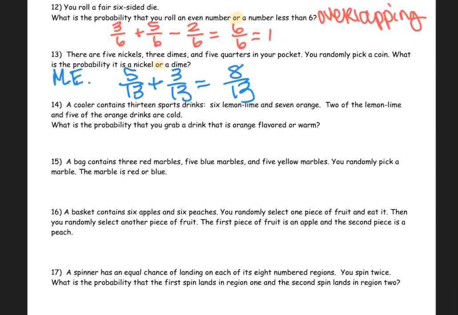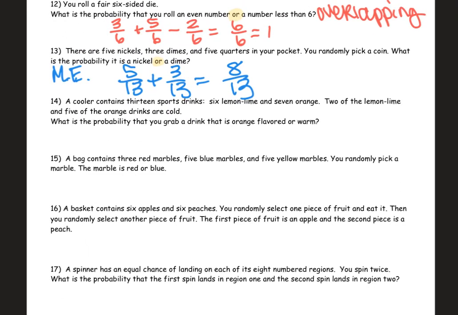Okay. 14. A cooler contains 13 sports drinks, 6 lemon lime and 7 orange. 2 of the lemon lime and 5 of the orange are cold. What is the probability that you grab a drink that is orange flavored or warm? So keyword here is or. So you know it's going to be either mutually exclusive or overlapping. Now, you can have an orange drink that is warm or cold. So there's going to be some overlapping here. So I'm going to say overlapping.